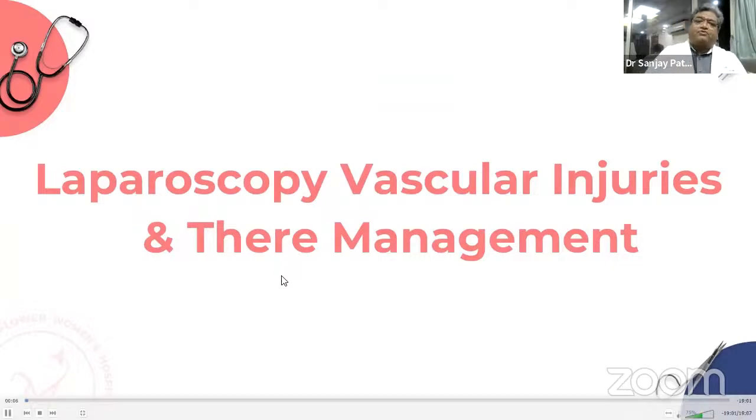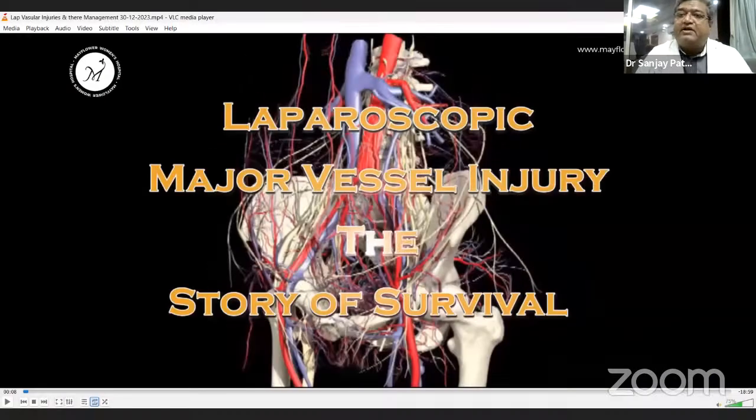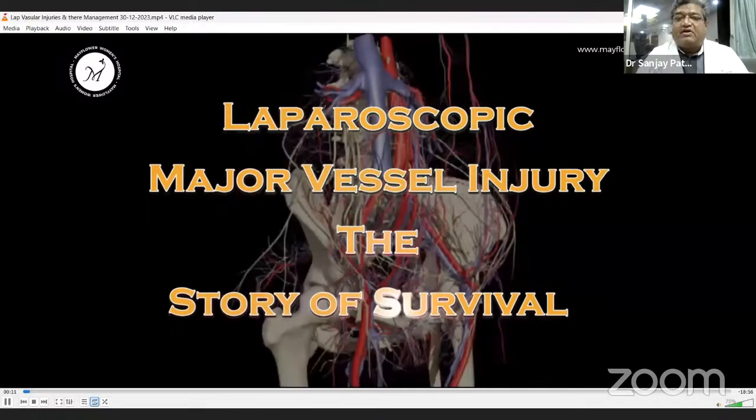I think laparoscopic vascular surgery is really a nightmare for the surgeon. Specifically, the major vessel injuries really create a big problem. I saw some of the cases, and how we tackle it, how we manage it.